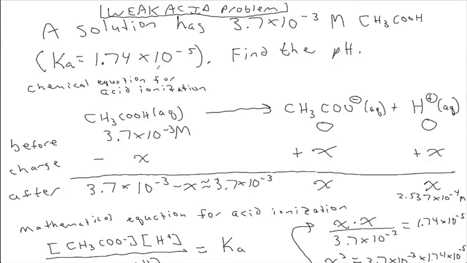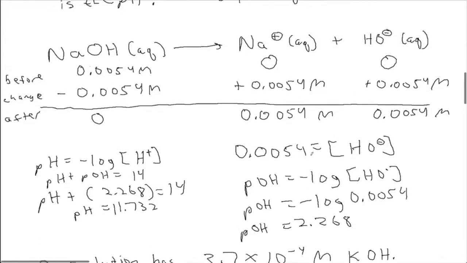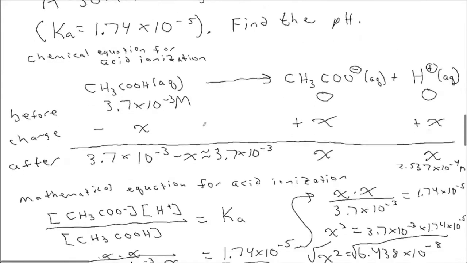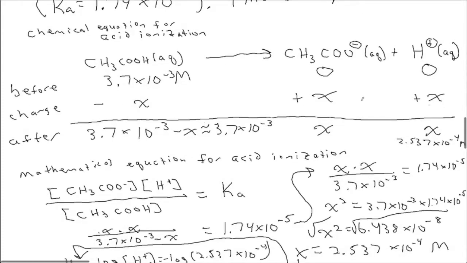The first big difference is that we had to use an X in our before change after table. Remember that when we work with strong acids and bases, we don't need any X's. That causes a lot of confusion, so I'll repeat that. When you work with strong acids and bases, you don't need any X's because you know the changes. But when you work with weak acids, then you have to use X in the table.